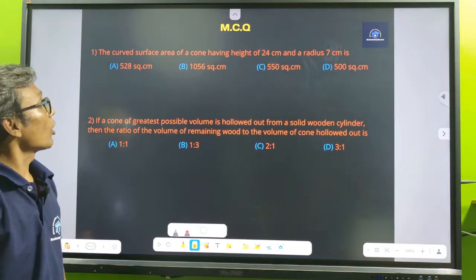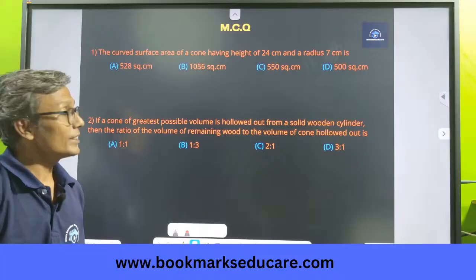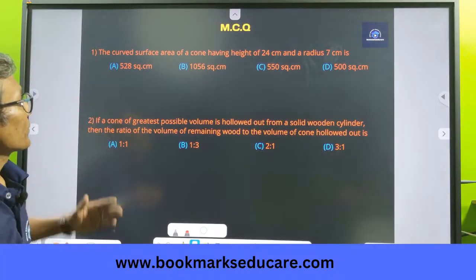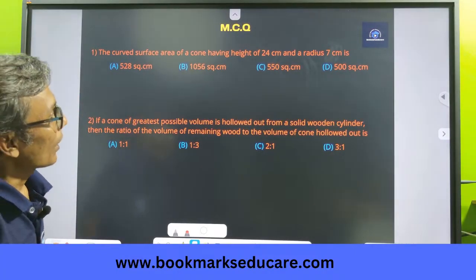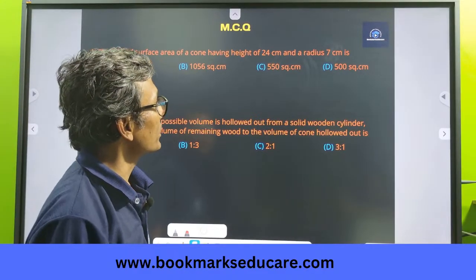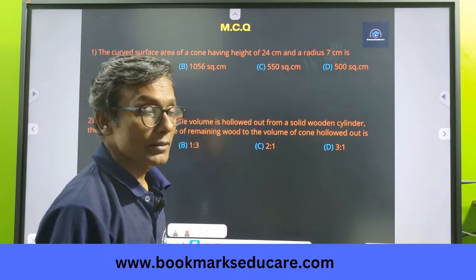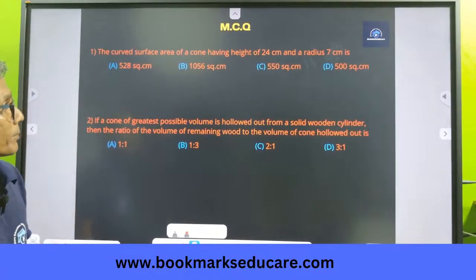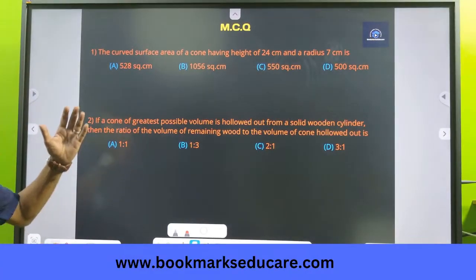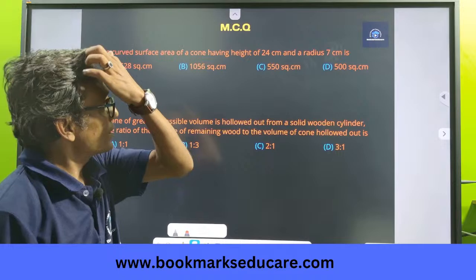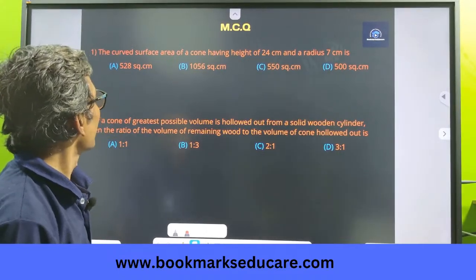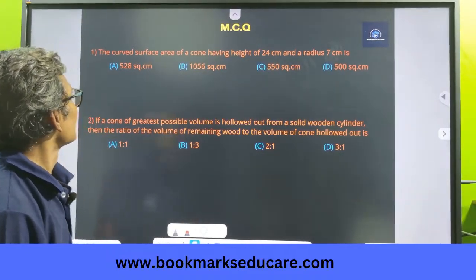Now we are going to solve this question. The question is, the curved surface area of a cone having height of 24 centimeter and a radius 7 centimeter. That is meant height and radius of a cone are given.